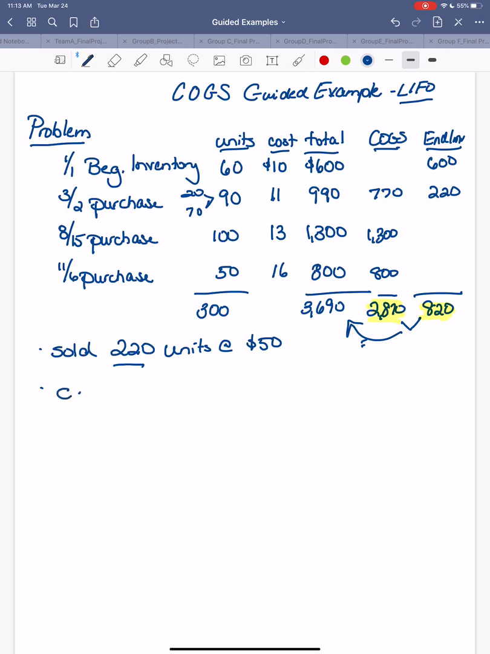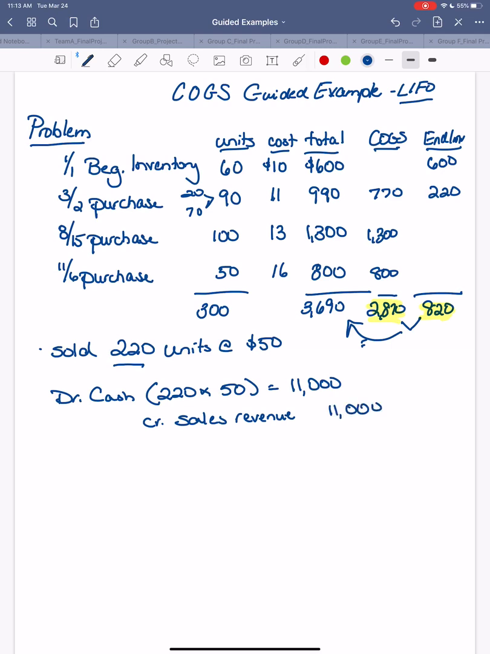So I'm going to debit cash. Oops, I forgot to write the word debit there. I'm going to debit cash because I'm assuming my customer paid me cash. And again, same as FIFO, 220 units times $50 equals 11,000. I'm going to credit sales revenue. I think on the other page I wrote service revenue, but again, as long as you've got the word revenue in there, you're getting the hang of it.